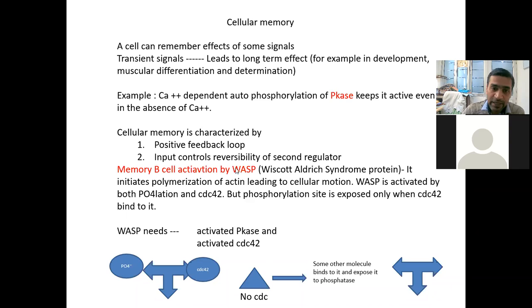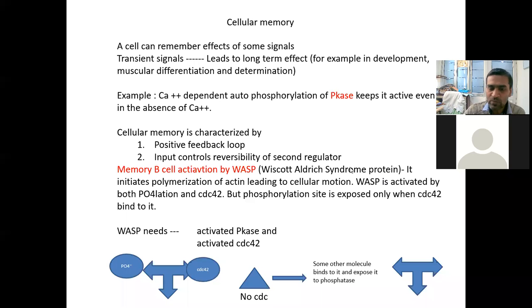Another example is that input controls the reversibility of the second regulator. Suppose there is a reaction, and in that reaction, some input material is there. And this has the ability to control the reverse reaction, the reversibility carried out by a second regulator. So the classical example in this case is the WASP protein. This is Wiskott-Aldrich syndrome protein.